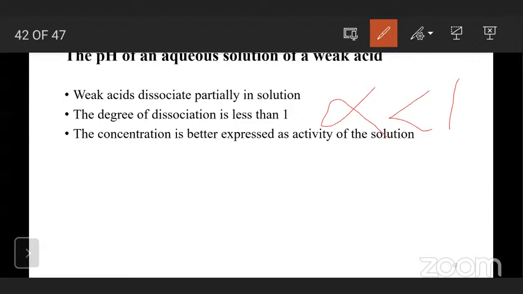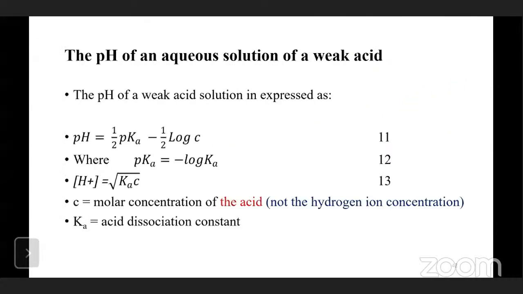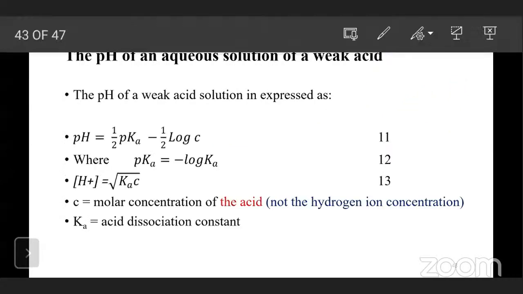And we will need to introduce into this expression properly the activity of the solution. You may check textbooks. We put some references there for you online if you would like to read more on how to derive the expression for the pH of an aqueous solution of a weak acid. But because of our time, I've already written the expression for you.